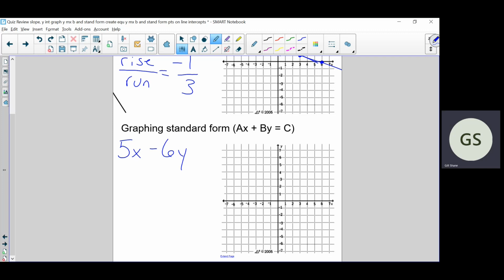Man, that's not going to work. Let's do it differently. Equals, shoot. Don't like that either.